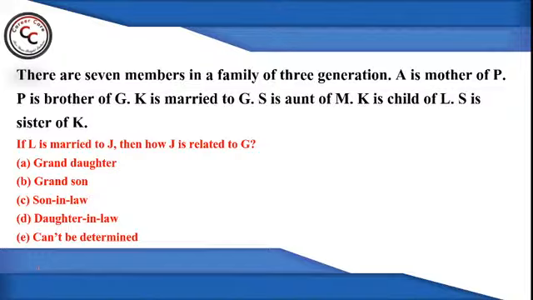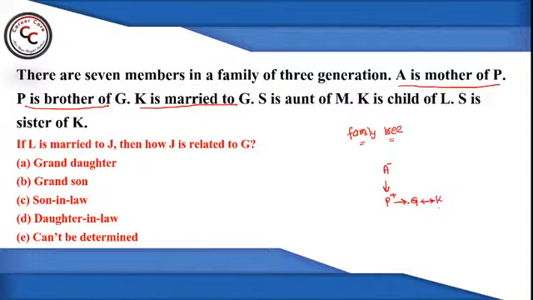There are 7 members in a family of 3 generations. A is mother of P. Since these are blood relation puzzles, you definitely need to draw a family tree. A is mother of P, simple. P is brother of G. K is married to G. That means K and G are a married couple. G's gender is unknown, so K's gender I don't know, but make sure that G and K are a married couple.